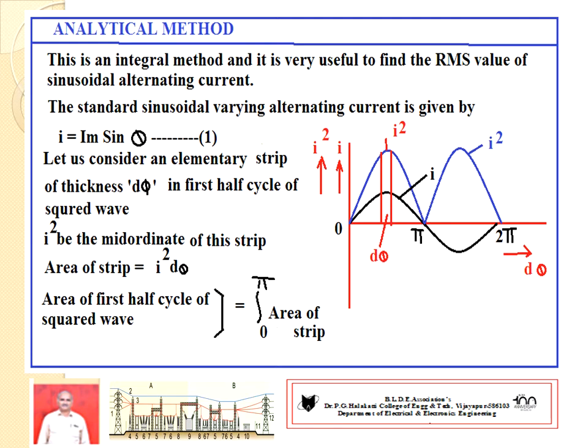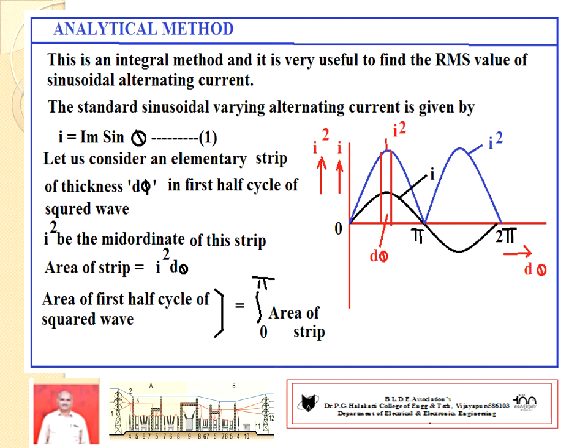In i square graph, you consider a strip, elementary strip of thickness d theta in first half cycle of squared wave, and also i square be the mid ordinate of this strip. Hence, area of strip is equal to i square into d theta. This area of strip varies from 0 to pi.